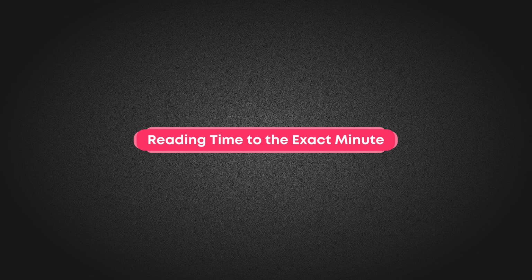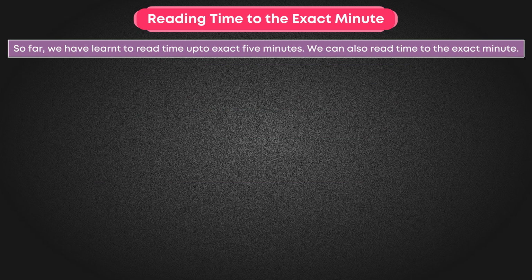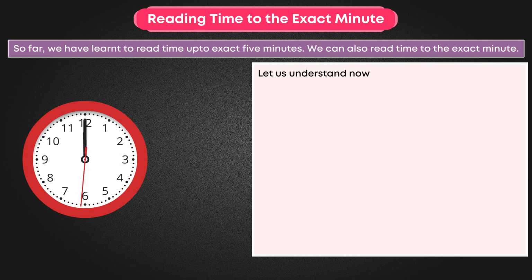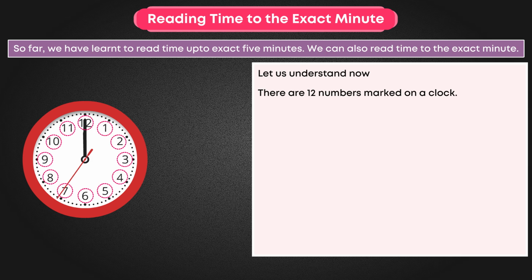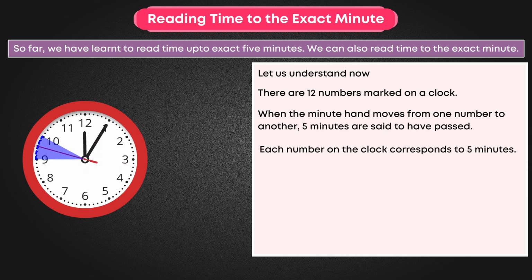Reading time to the exact minute. So far, we have learned to read time up to exact 5 minutes. We can also read time to the exact minute. Let us understand now. There are 12 numbers marked on a clock. When the minute hand moves from one number to another, 5 minutes are said to have passed. Each number on the clock corresponds to 5 minutes.